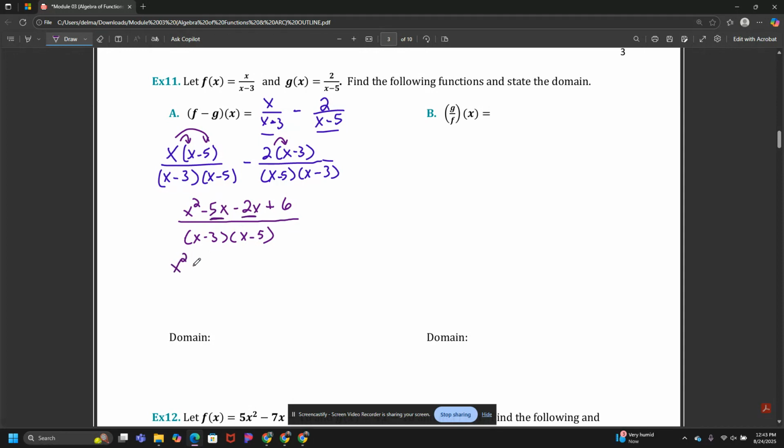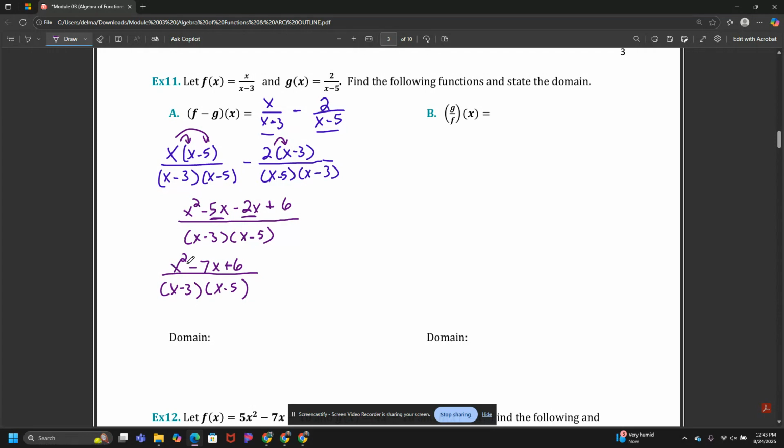So this becomes x squared. 5 plus 2 is 7. Keep the negative sign because they're both negative. We've still got that same denominator, that common denominator we made. Now I want to factor this because it's going to be easier to find the domain once I have it factored.